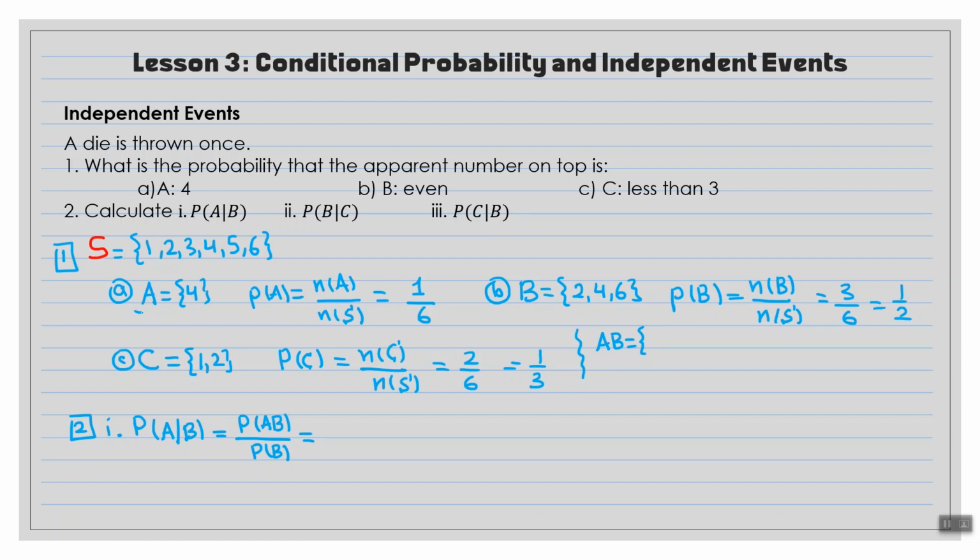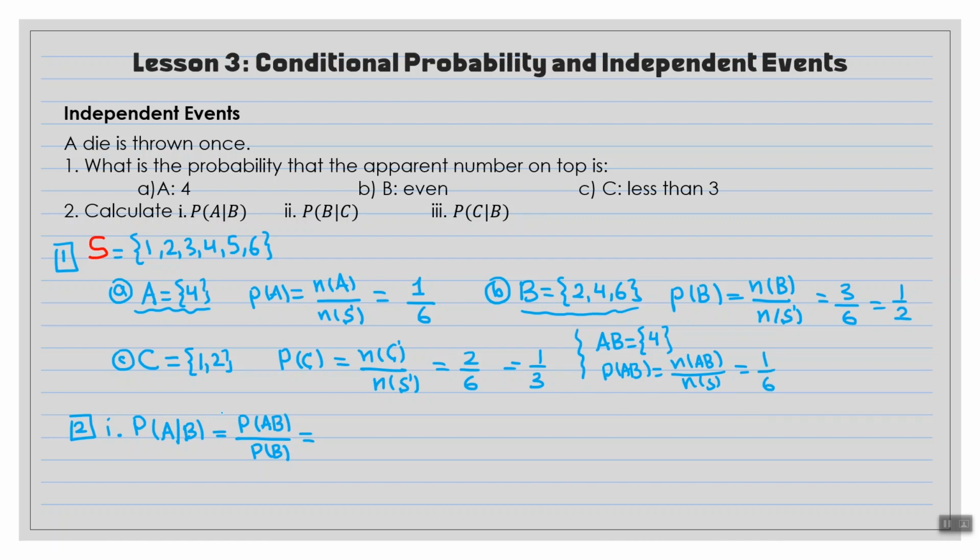This is set A, and this is set B, right? Right here. So what is common between them? What's common between them is 4. So the probability of AB is equal to the number of the elements in AB over the number of the elements in S, which is going to be 1 element out of 6 elements.